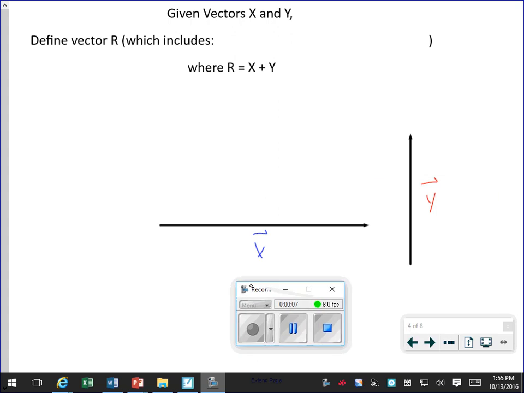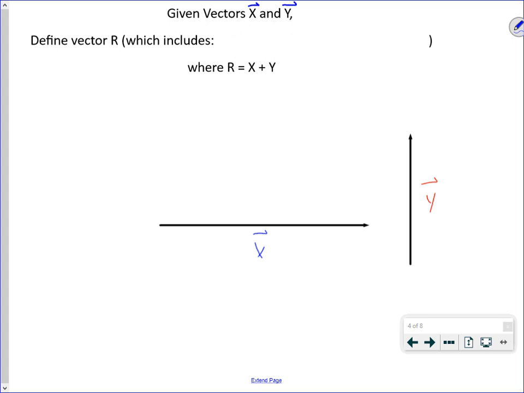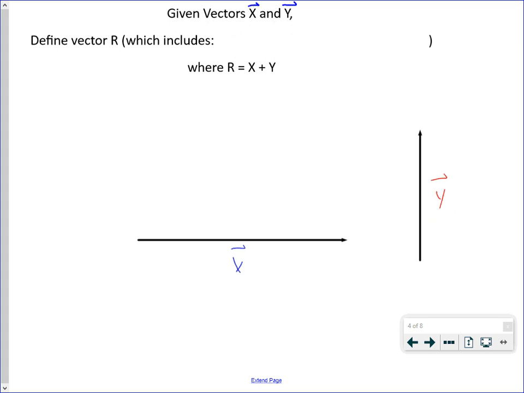So you have now developed some ability with adding vectors. Let's say that you are given vectors x and y. Here's vector x, here's vector y, and you want to define vector r, where by definition r is the sum of x and y.